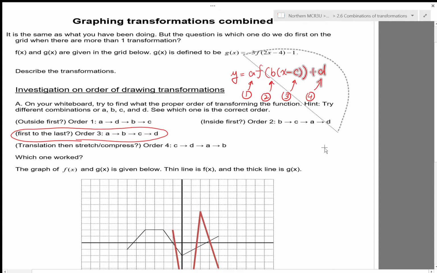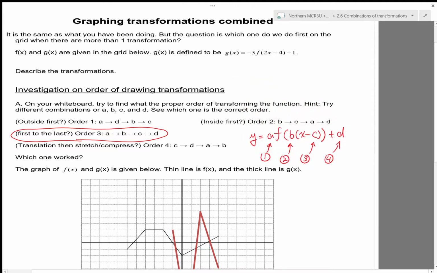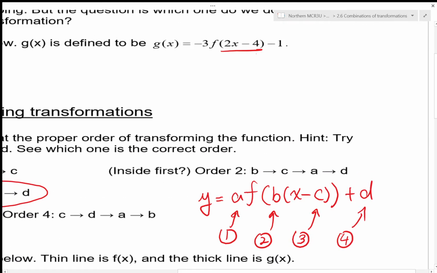However, one thing that you have to remember is that if you compare this one to the original form that we have right here, b is factored out, right? B has to be factored out all the time. The reason why is that if you don't factor it out, your horizontal translation will be different.